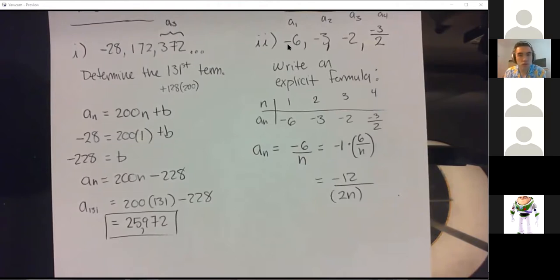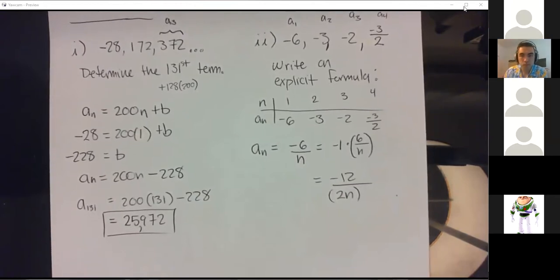Any questions here? Is this okay for item 2? Okay.